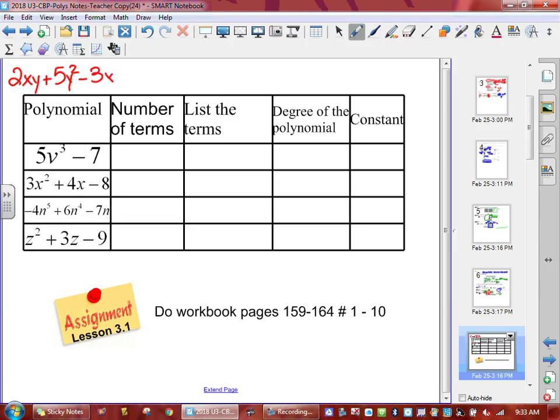I want the number of terms. So if I want the number of terms, that means I'm counting different things that are being separated by the plus signs and subtract signs. So that means if I were to take a look and circle them, I've got 1, 2, 3, 4 different terms. So in my term box, I put a 4. When it says list them, you would write them left to right in the order and put a comma between them. Okay? The degree, now you've got to look for the variables.